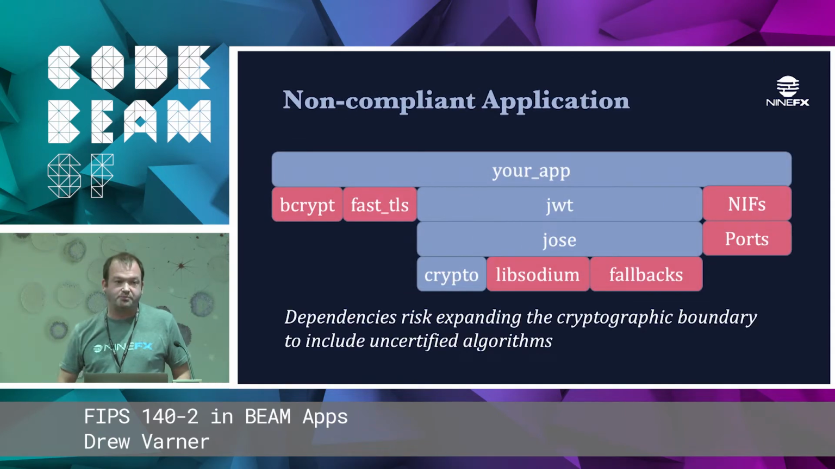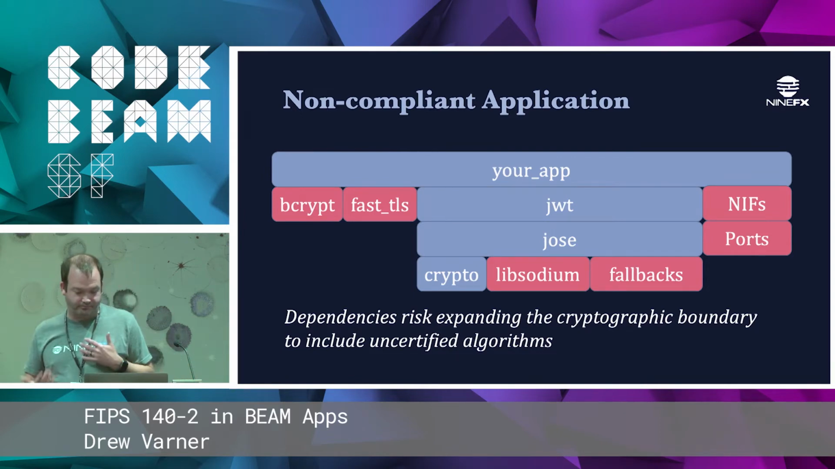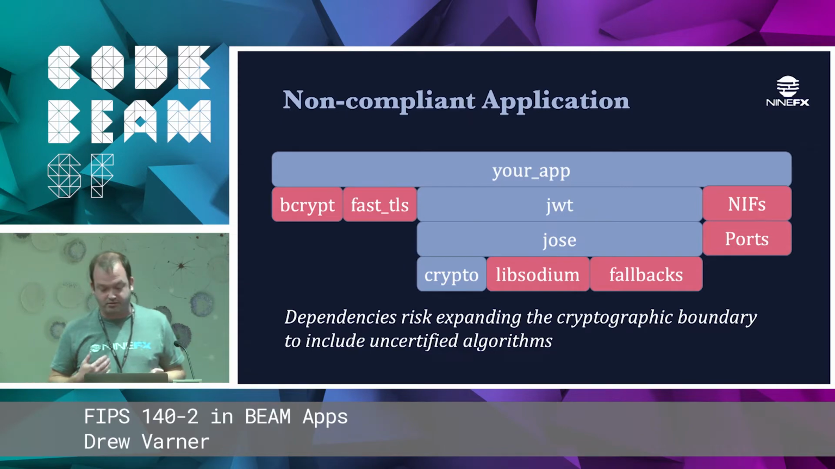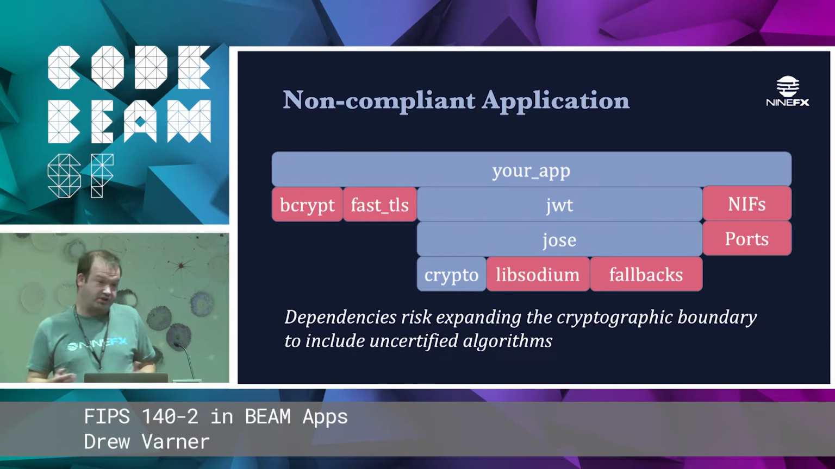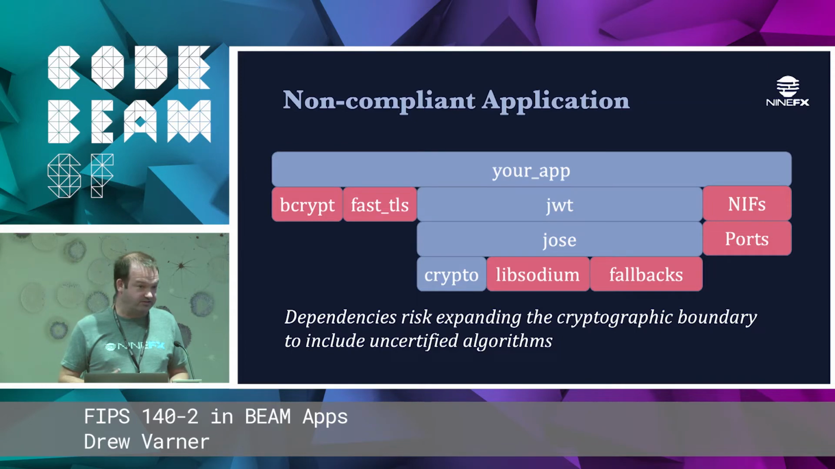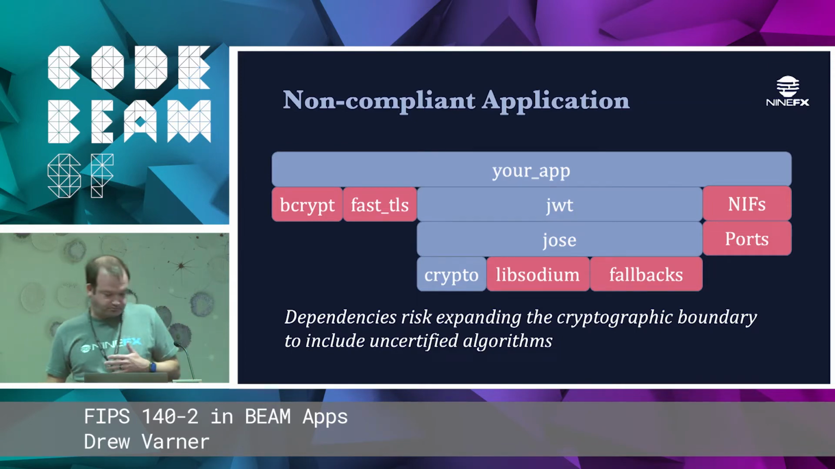But things can go wrong depending on your dependencies under the covers or what they pull. You've got bcrypt in there, which uses Blowfish under the covers, the hashing algorithm. Not an approved method. You use JSON Web Tokens; under the covers, it uses JOSE, JavaScript Object Signing and Encryption. Inside that library, it uses crypto sometimes. But if I'm using ChaCha or Salsa, it might use libsodium as its implementation. It also even has the capability to fall back to some of its own implementations.